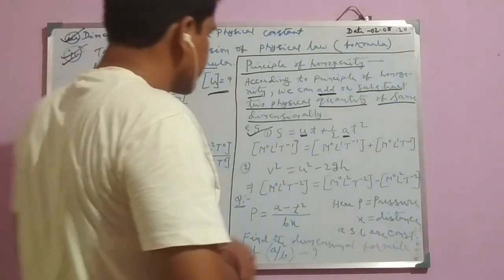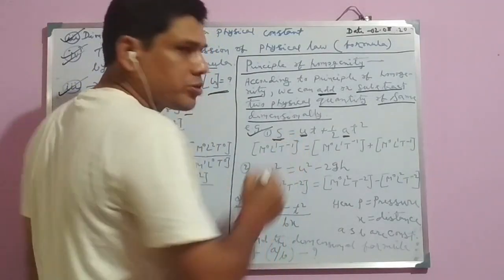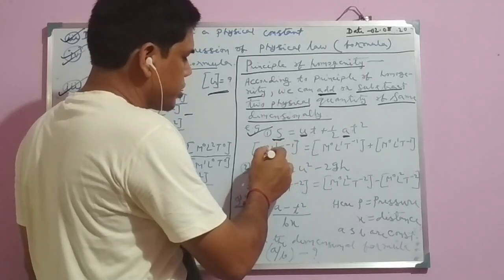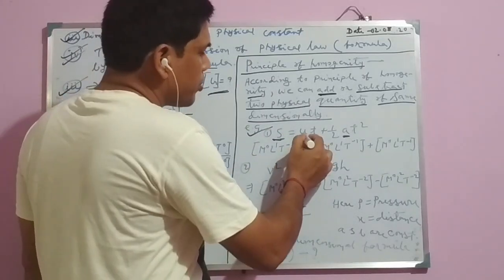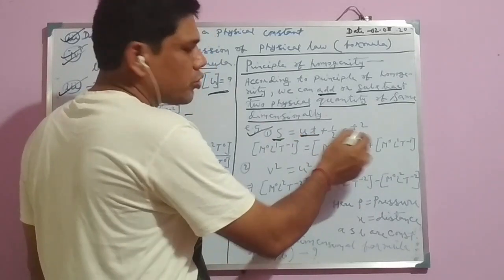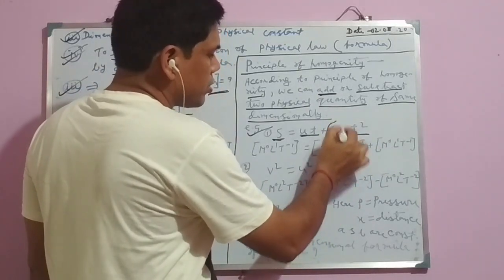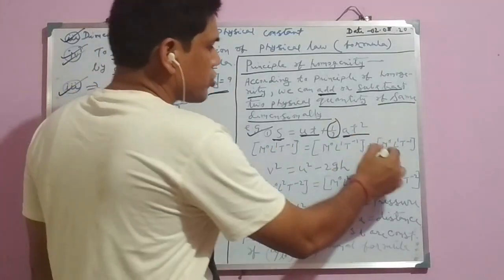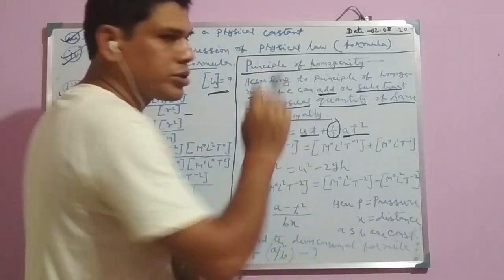Next, now S is the displacement or distance. We know the dimensional formula of S, distance or displacement, is M to the power 0, L to the power 1, T to the power 0. The dimensional formula of ut is M to the power 0, L to the power 1, T to the power 0. And for at square, the 1 by 2 is a numerical constant, it is dimensionless, so at square is M to the power 0, L to the power 1, T to the power 0. Now this equation is correct.